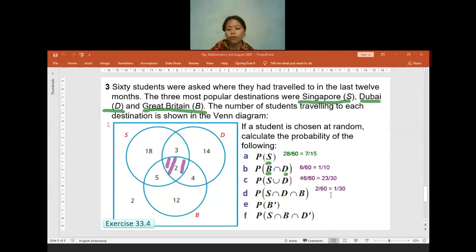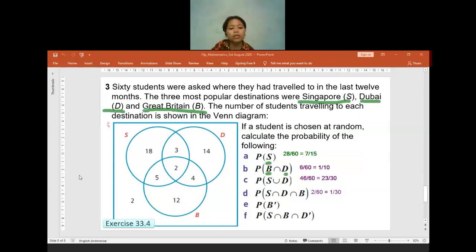Is there anyone who got confused, or maybe I talked too fast and you do not understand? It's okay to tell me through the chat box. Is there anyone? No? Okay. If you are not confused, I will continue with question E. Probability B dash. How many will it be for B dash? 37. 37 out of 60. Okay.